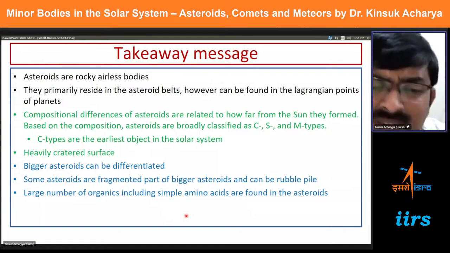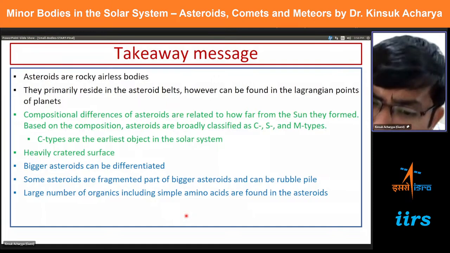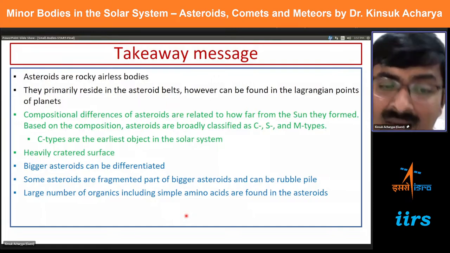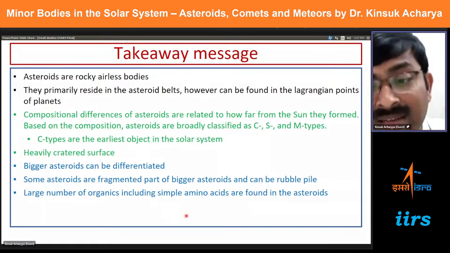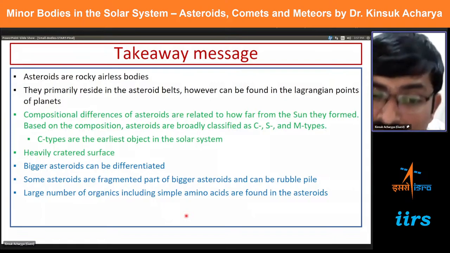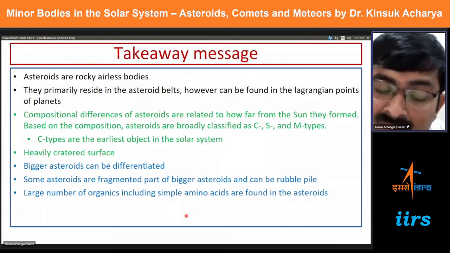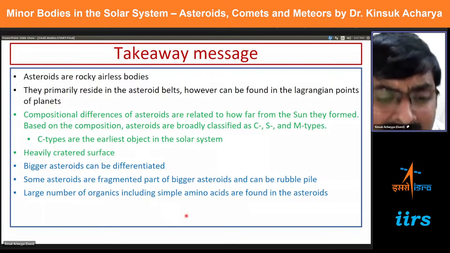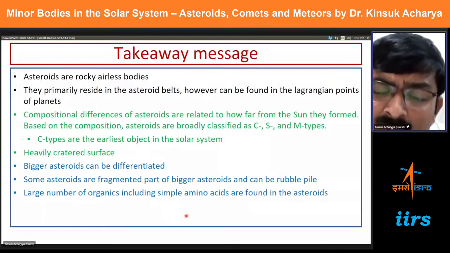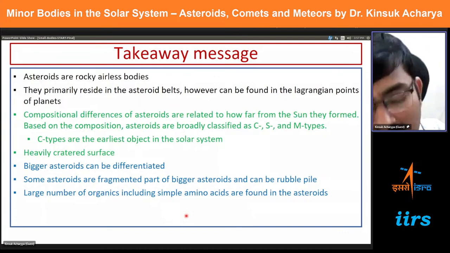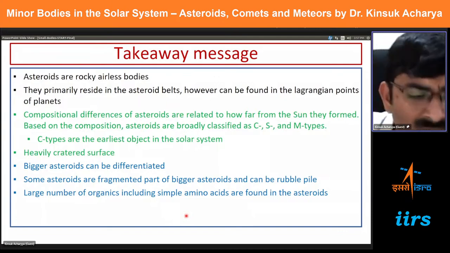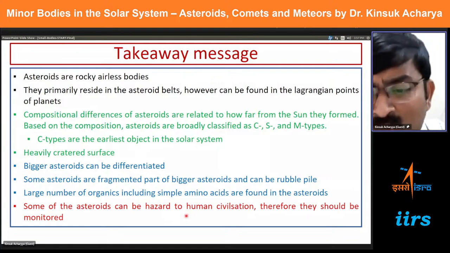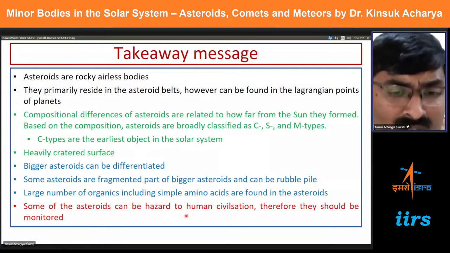Not only that, the bigger asteroids can be differentiated like our planets, and some asteroids are fragmented parts of bigger asteroids, which can be considered rubble piles. This is another important fact, evidence of a large number of collisions in the early solar system. A large number of organics, including simple amino acids, are also found in asteroids, same as comets. Some of the asteroids can also be a hazard to human civilization, therefore they should be monitored.